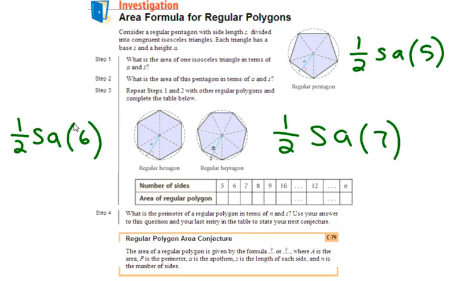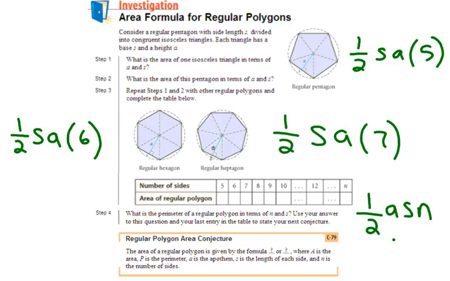We could continue applying this thinking to a polygon of any number of sides. In the table, they have 8, 9, 10, 12, n, right? The key is to take the area of one triangle and then multiply it by the number of triangles that make up the polygon. And that number of triangles is the same as the number of sides. So we can represent the area formula for a regular polygon, 1/2 times the apothem times the side length times the number of sides.